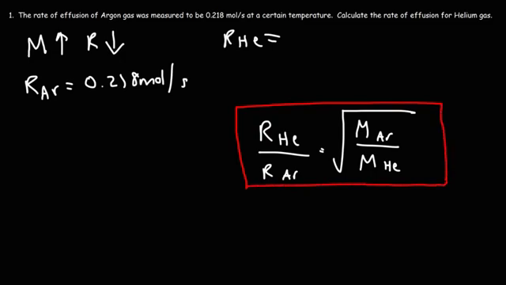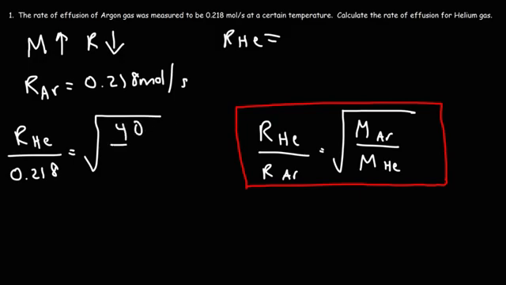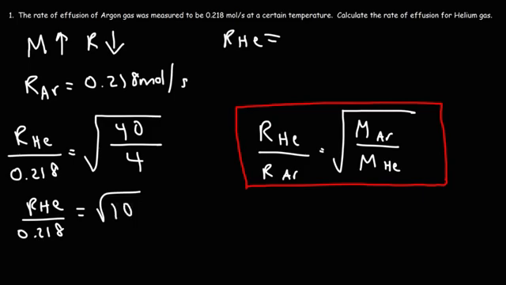Now let's go ahead and calculate the rate of diffusion for helium gas. So we have the rate for argon gas is 0.218. Now what we need is the molar mass of argon and helium, and we could find it using the periodic table. The molar mass of argon is approximately 40, and the molar mass of helium is approximately 4. 40 divided by 4 is 10, and so what we're going to have here is the square root of 10.